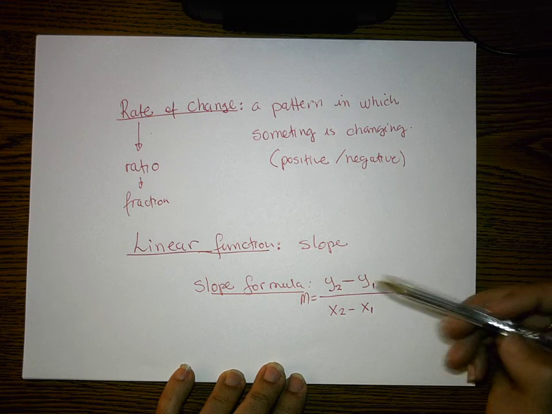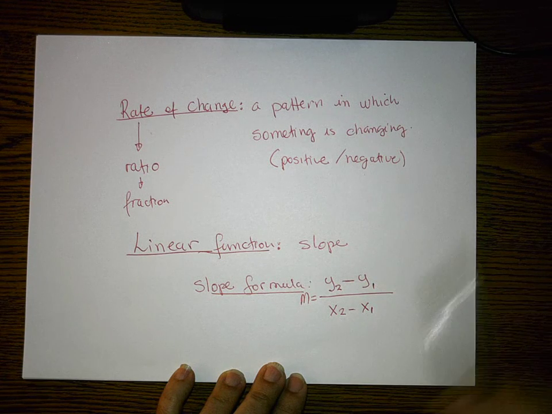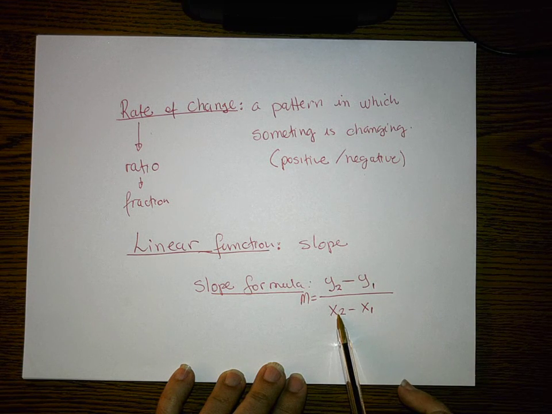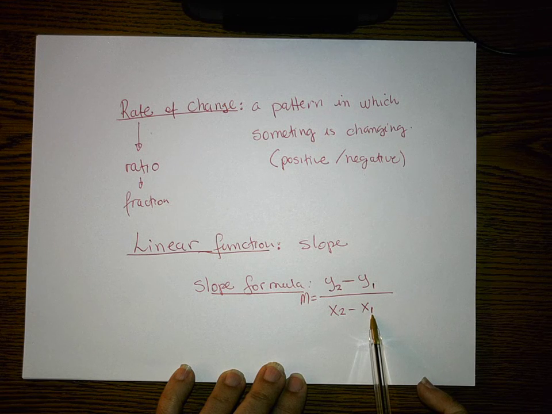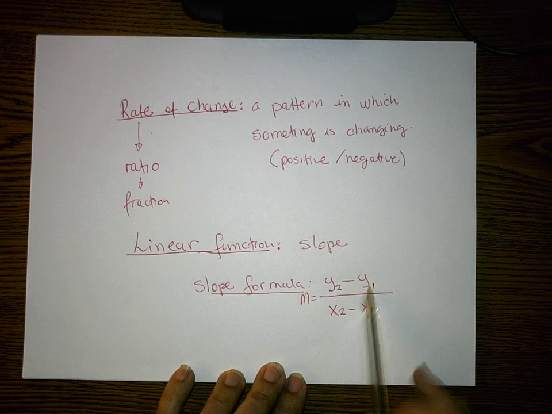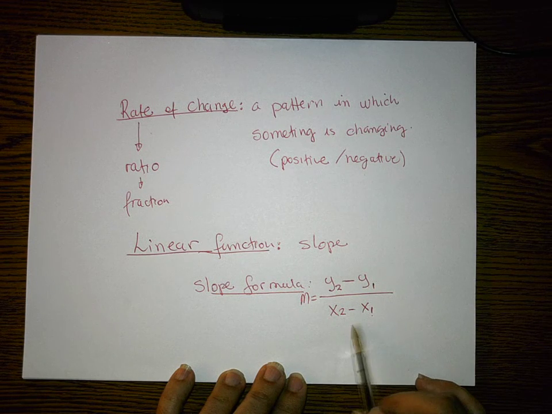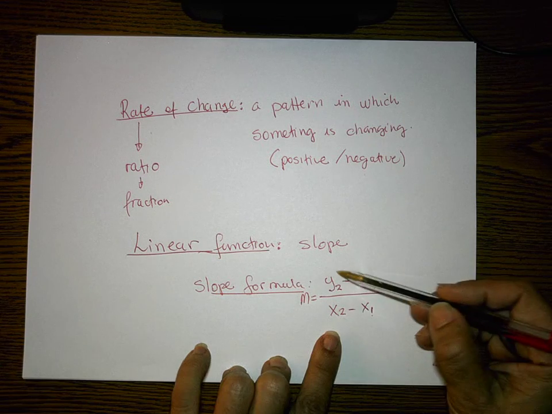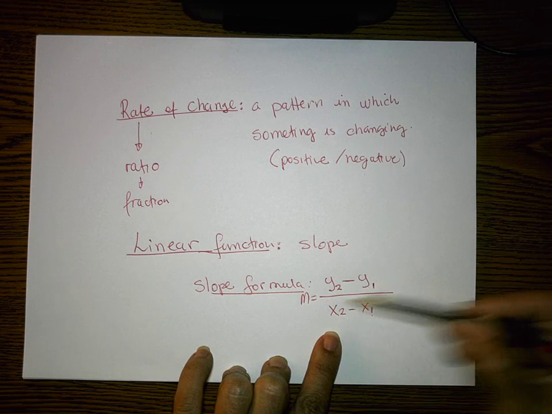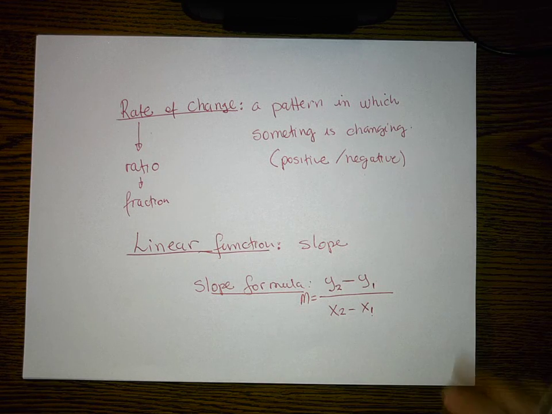So notice that if I pick y2 and subtract y1, I also have to start with x2 and subtract x1. I cannot switch the order or I'll get a wrong answer. If I do y2 minus y1, and then down here I flip it and do x1 minus x2, I get a wrong answer. So the 2's have to come first, the 1's have to come second, okay? And that's the order that we're going to have to keep.